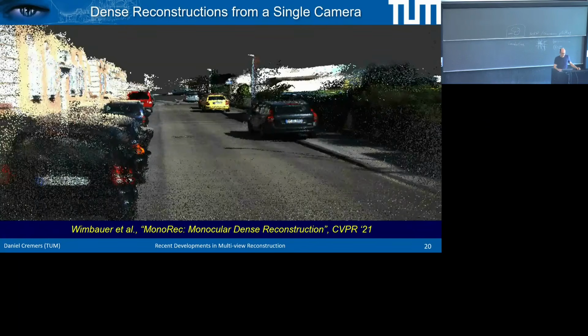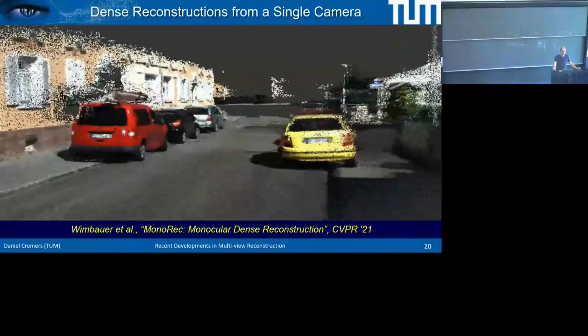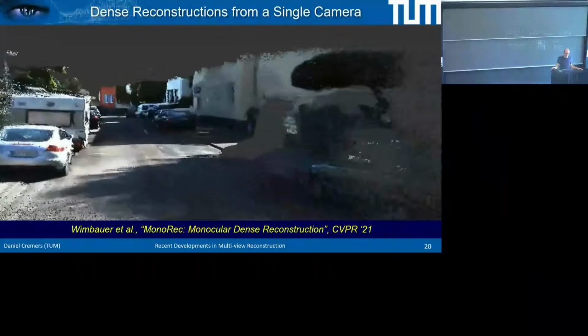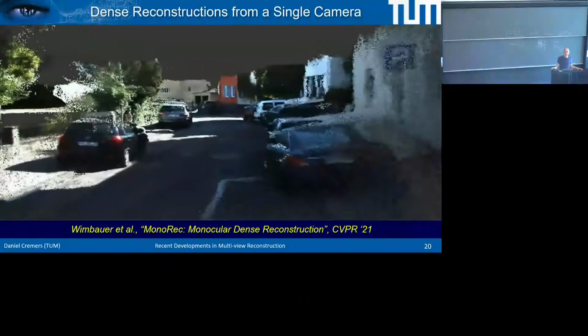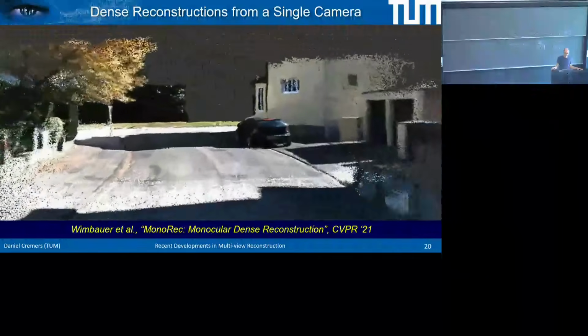And so what comes out is this technique that we called MonoRec, for monocular dense reconstruction, and as you can see, we can recover a fairly pleasing 3D world from just one single moving camera driving through the world.